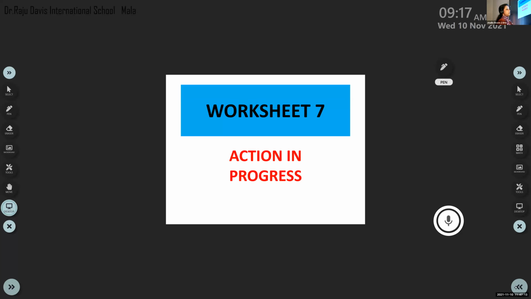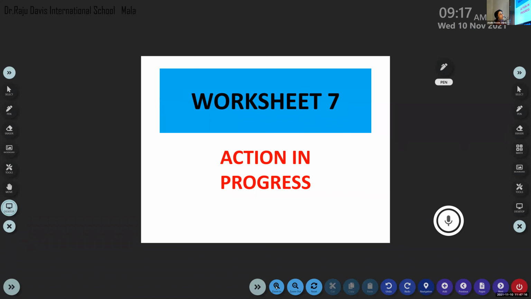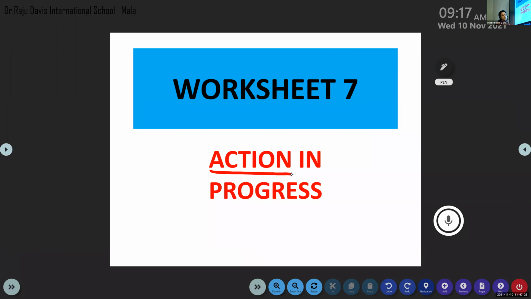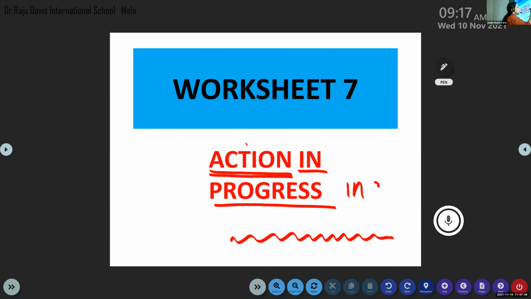So all of you, please get ready. We are on worksheet 7. The name of the topic is action in progress. This topic is connected to the previous topics we have learned, that is 5 and 6. The 6th chapter was on action words. Action words are doing words. Action in progress means an action which is taking place now, at the time of speaking. It is continuous. We add ing to the verb form to show that the action is ongoing.